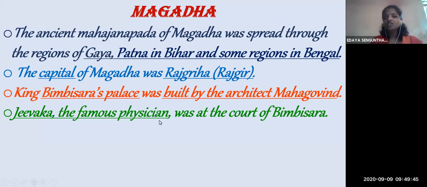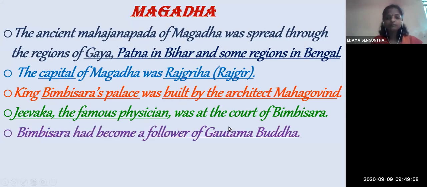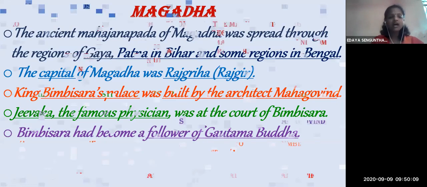Jivaka, the famous physician, was at the court of Bimbisara. Physician means a kind of doctor, and court we can say is Darbar. Bimbisara had become a follower of Gautam Buddha. King Bimbisara himself followed Gautam Buddha.